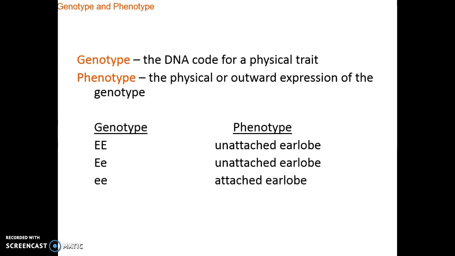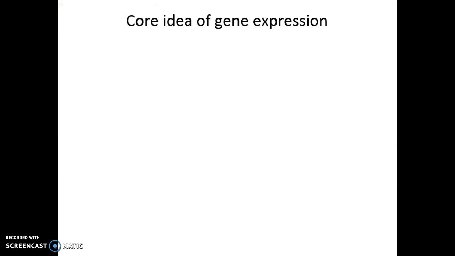And so you would see the phenotype of the unattached earlobe, although your genotype is big E, little e. And then if your genotype is the two recessive genes, the two little e's there, then you would have attached earlobes. And so there you can kind of get the distinction of genotype and phenotype.